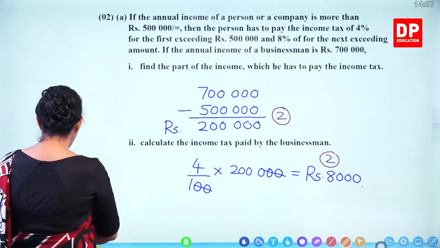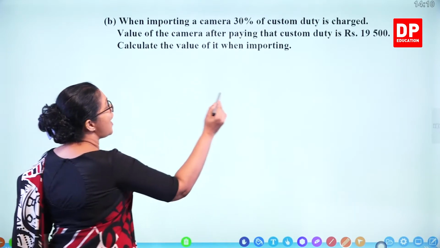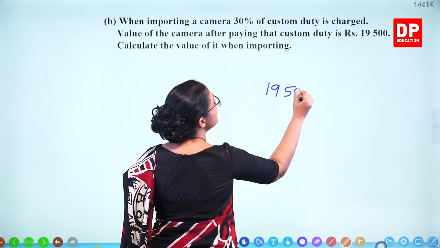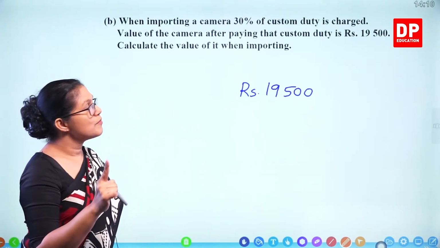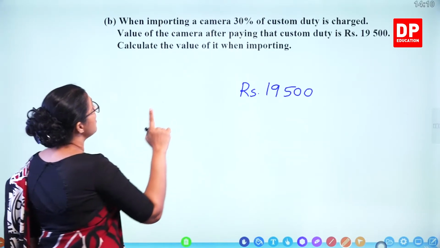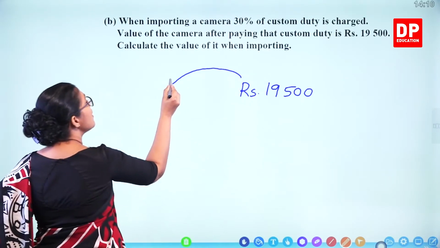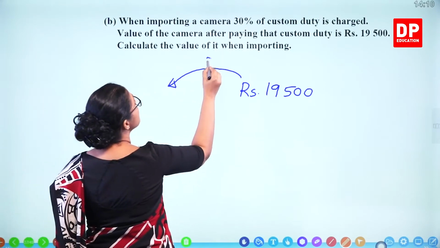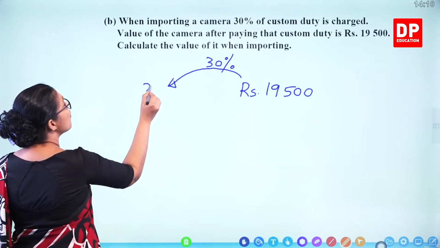Now we'll take the next one. Part B. When importing a camera, 30% of custom duty is charged. Value of the camera after paying that custom duty is 19,500. So 19,500 is the value you are paying after custom duty, everything. So they are asking what is the value of it when importing. So the previous value without the tax, this is after the tax, is 19,500. So they are asking before the tax.